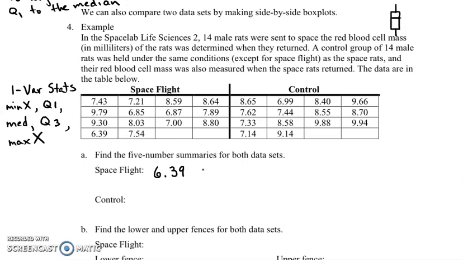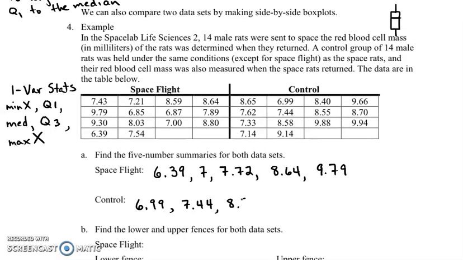rats of 6.39, 7, 7.72, 8.64, and 9.79. For the control group, our 5 number summary is 6.99, 7.44, 8.57, 9.14, and 9.94.